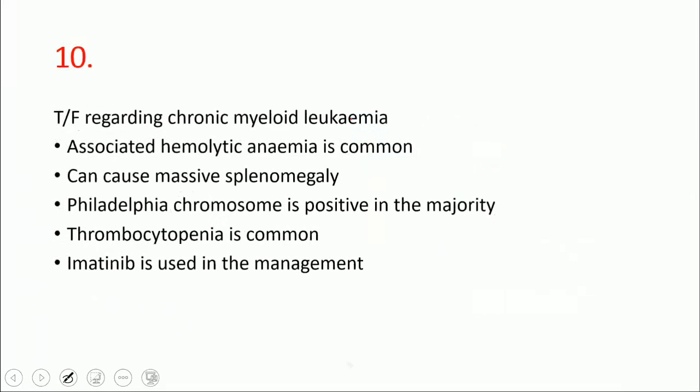Right. Chronic myeloid leukemia. So, question number 10 now, right? Associated hemolytic anemias are common. CLL can have hemolytic anemia. CLL is common, but it can occur.